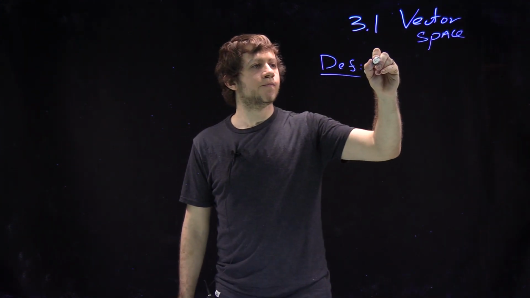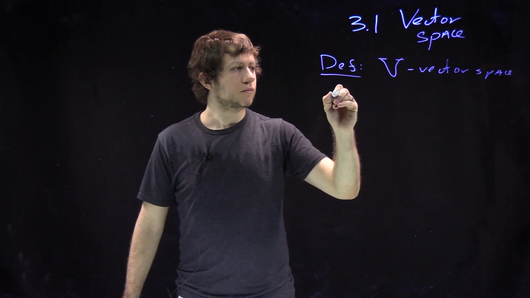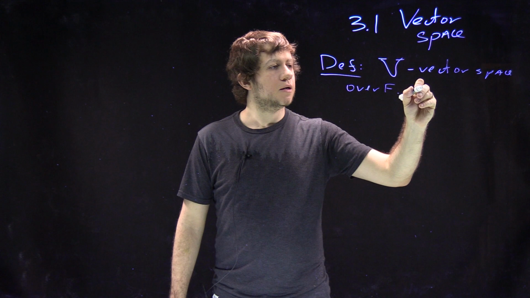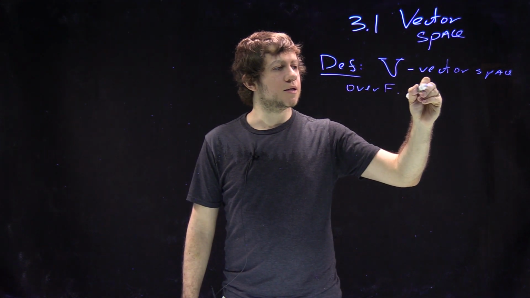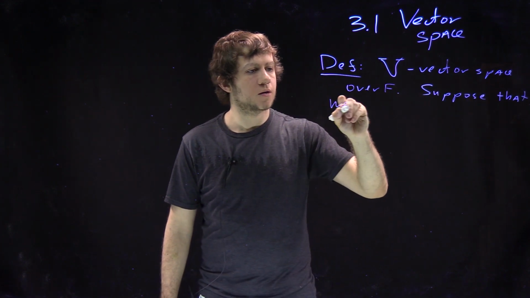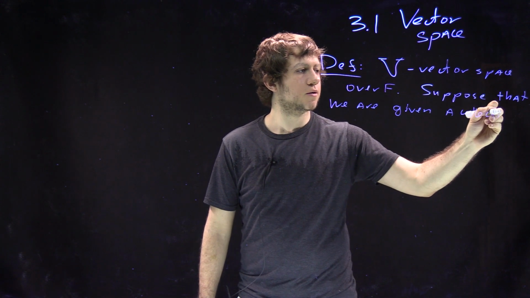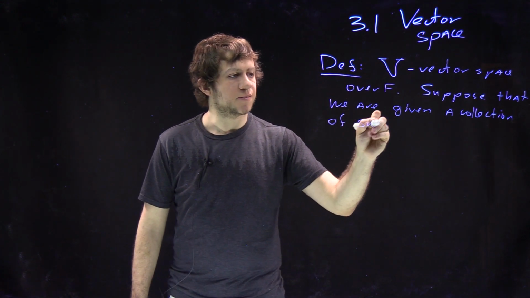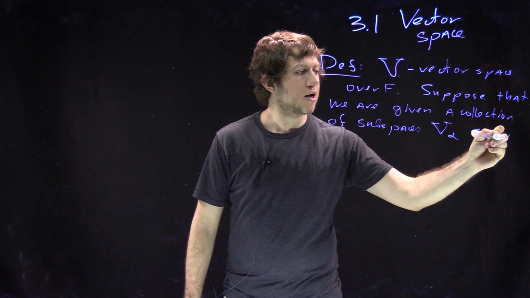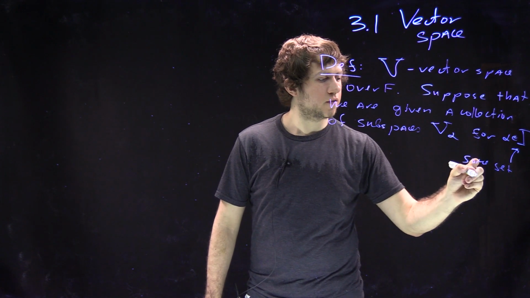So let V be a vector space over F, and suppose that we are given a collection, which just means a set, of subspaces V sub alpha for alpha in I, where I is some set of indices.